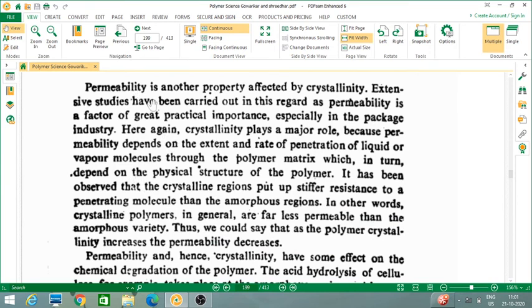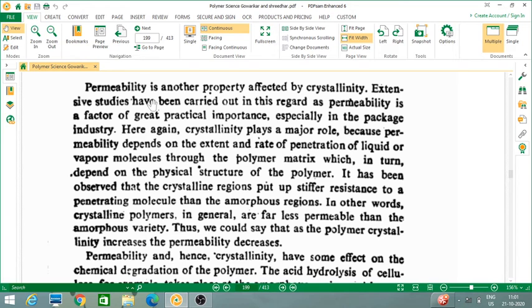Permeability. Permeability means entering into the substance. It is another property affected by crystallinity. Extensive studies have been carried out in this regard, as permeability is a factor of great practical importance, especially in the packaging industry. Here again, crystallinity plays a major role because permeability depends on the extent and rate of penetration of liquid or vapor molecules through the polymer matrix, which in turn depends on the physical structure of the polymer. It has been observed that the crystalline region puts up stiffer resistance to the penetrating molecule than the amorphous region. In other words, crystalline polymers in general are far less permeable than the amorphous variety.